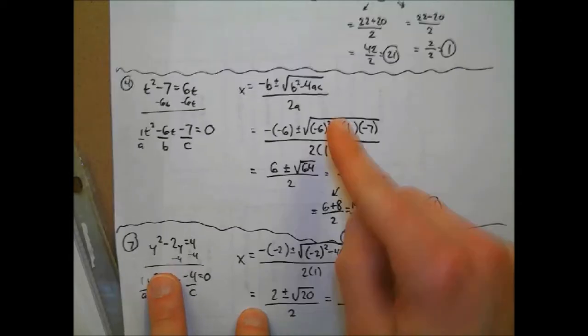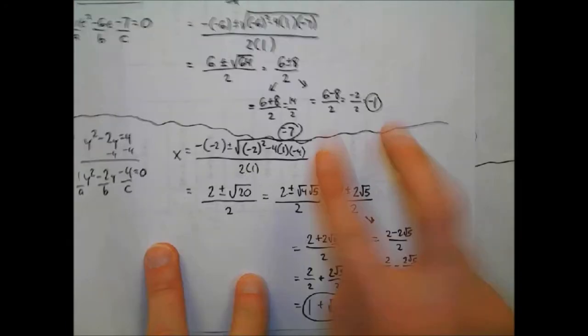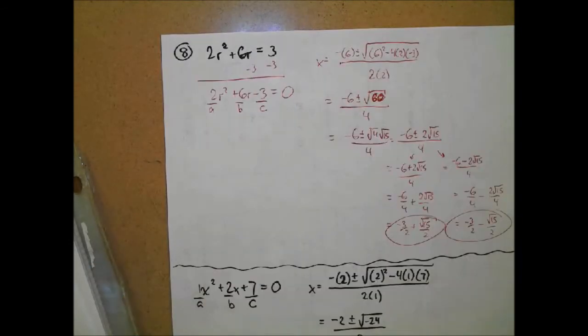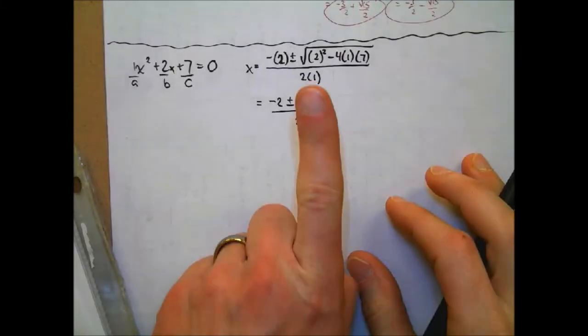How many solutions do we have if our discriminant is negative? None. We're going to solve a problem that has no solutions. All right? Now, when I said no solutions, I didn't really tell you the whole truth. It's not that there's no solutions, it's that there's no real solutions.